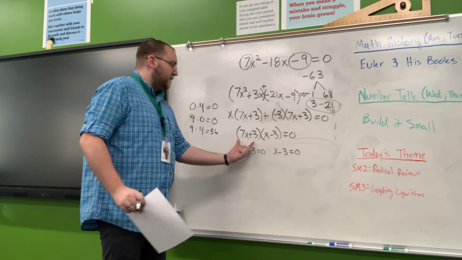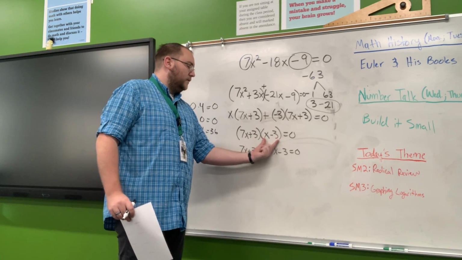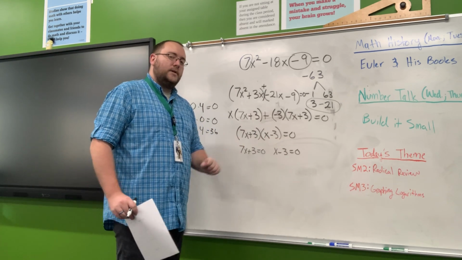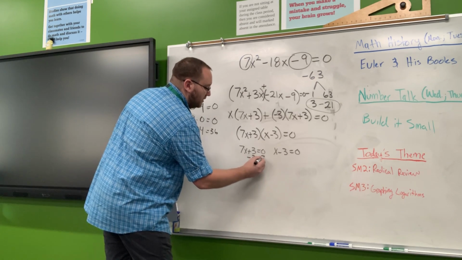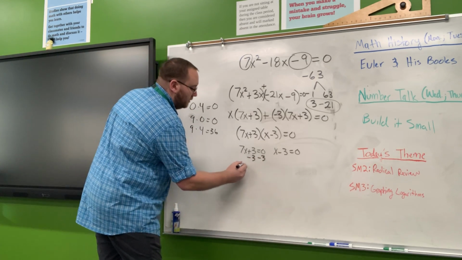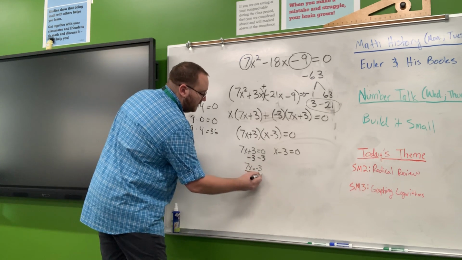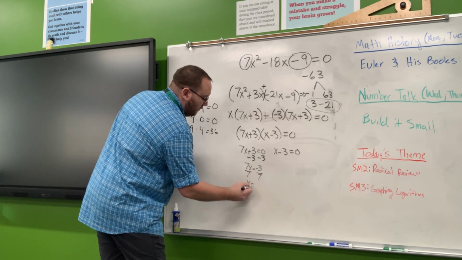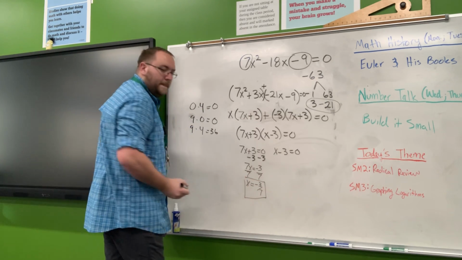Okay, so this factor could equal 0 for this whole thing to equal 0. This factor could equal 0 for the whole equation to equal 0. All right, now we're going to subtract 3 from both sides. We're solving for x now. So we have 7x equals negative 3. Divide by 7 both sides. X equals negative 3 over 7 is one of our answers.